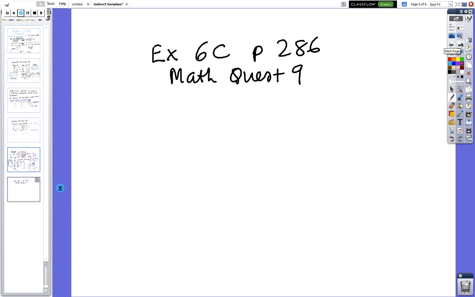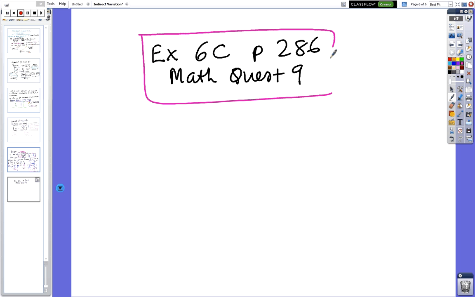And so the exercise is 6C, which is what you would have started, and hopefully we'll keep going on with it today. Thanks.